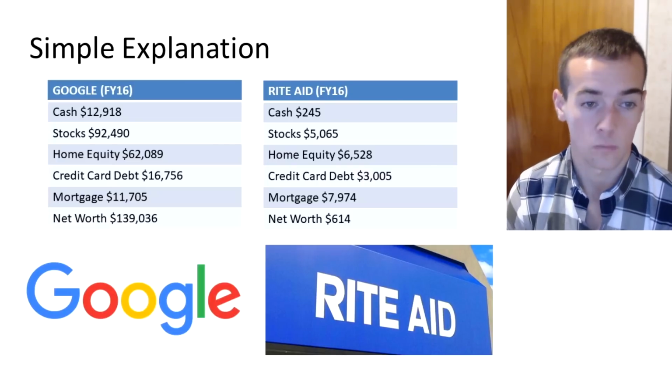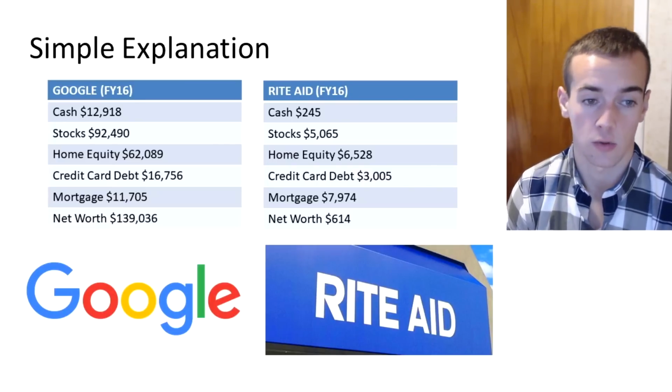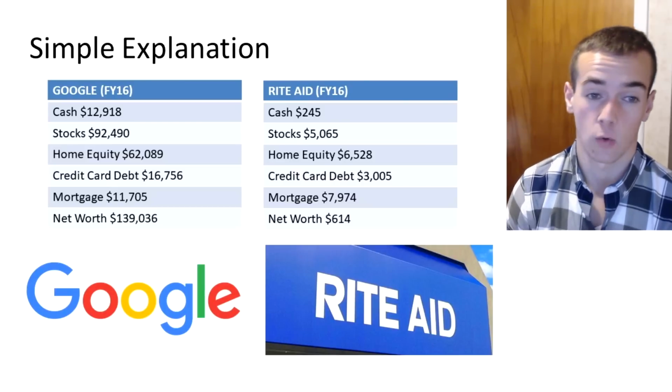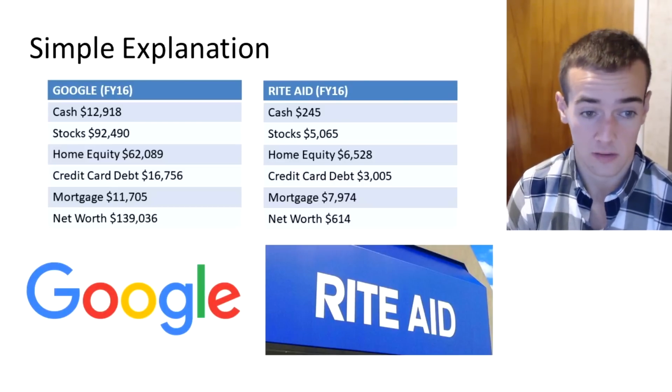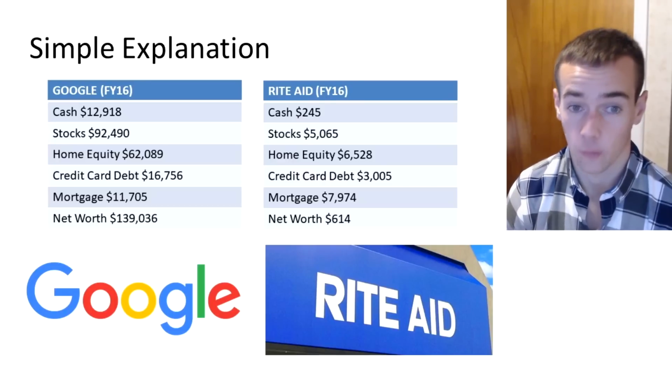So all in all, once you figure all of your liabilities and your assets, you are sitting with a net worth of $139,036. So if Google was your own personal balance sheet, it would be a pretty good balance sheet. Now we'll take a look at Rite Aid.